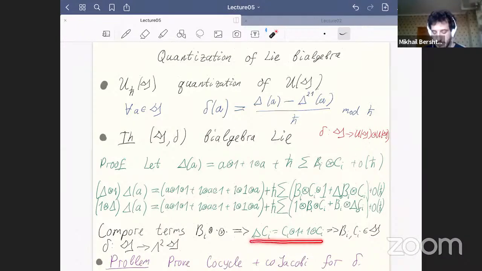And the only elements in the universal enveloping algebra which satisfy this property belong to the Lie algebra. Hence, delta maps to G tensor G, and since delta is obviously antisymmetric, delta maps from G to lambda 2 of G. It remains to show that delta satisfies the cocycle and co-Jacobi identities, and this I left as a problem.